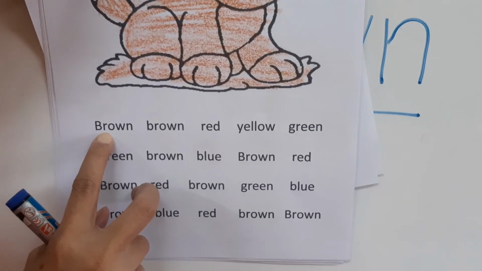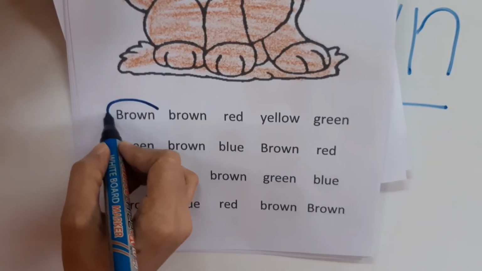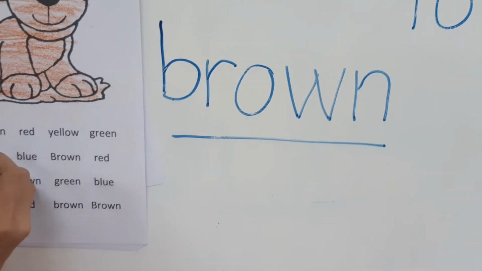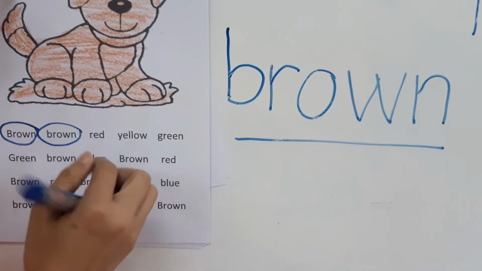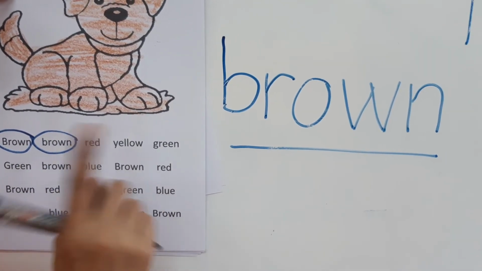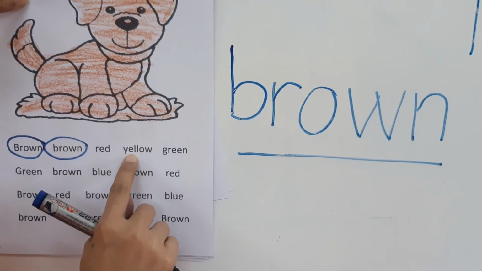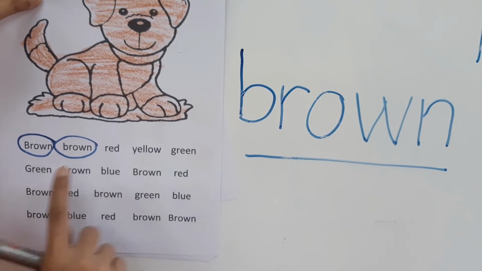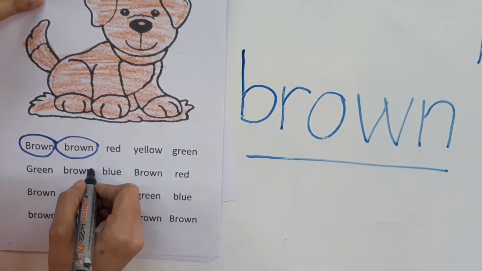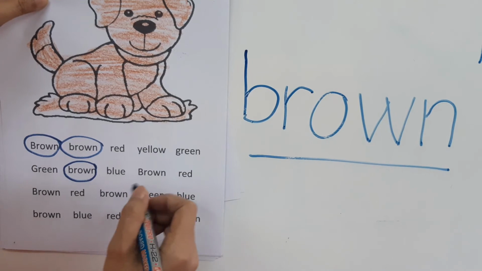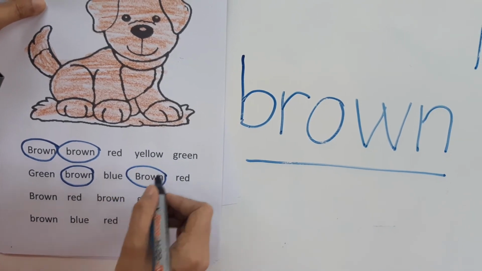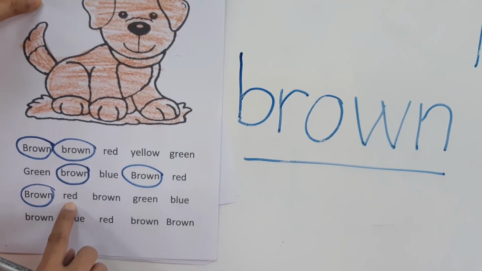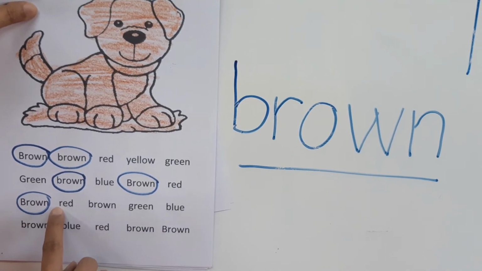Is this word brown? Yes. Okay, this word. Where is the other word brown? Here. Is this word brown? No. Don't circle. Is this word brown? No. This one? No. This one? Yes. So all of the brown color. This one? Yes. Is this one? Yes. This one? No. This is word red.